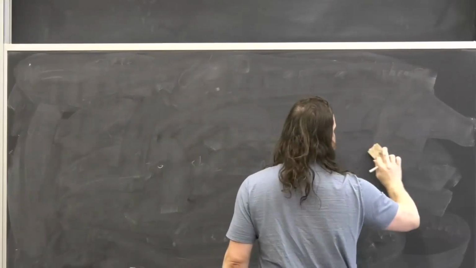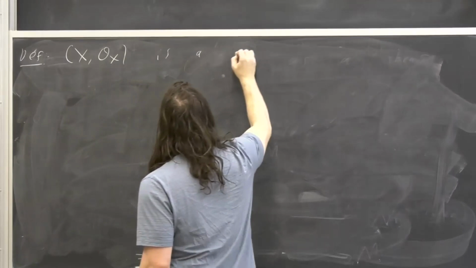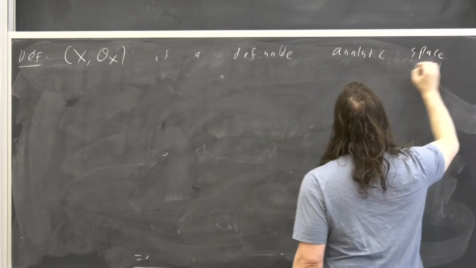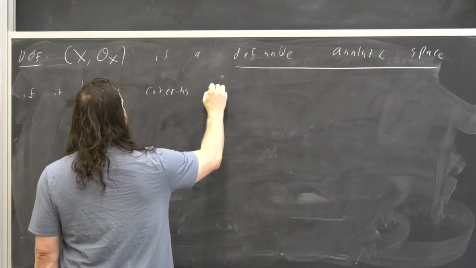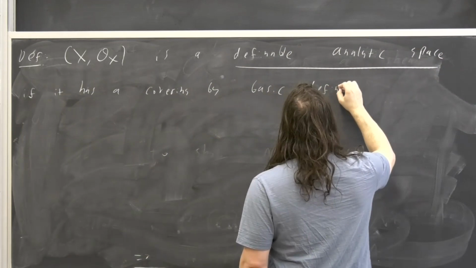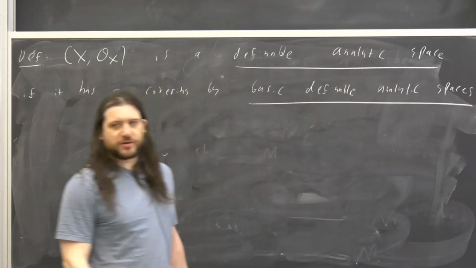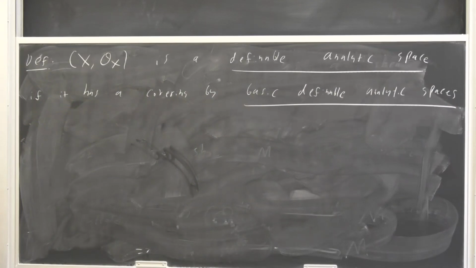So armed with this now, we say OX is a definable analytic space if it has a covering by basic definable analytic spaces. I don't want to go through the details, but essentially because of coherence, everything glues up very nicely. And so we have our category. Covering always means in the logic sense, absolutely.